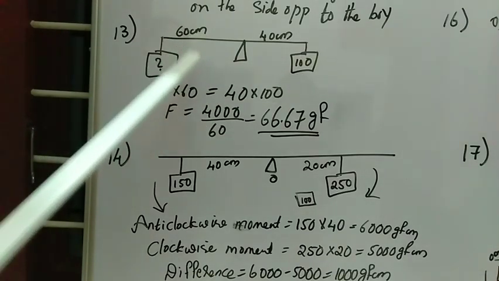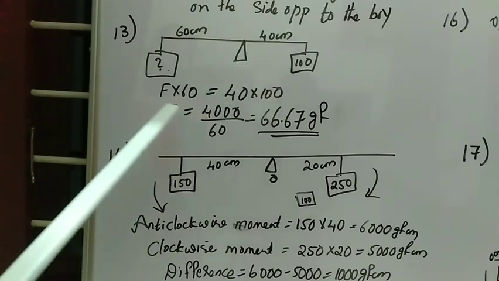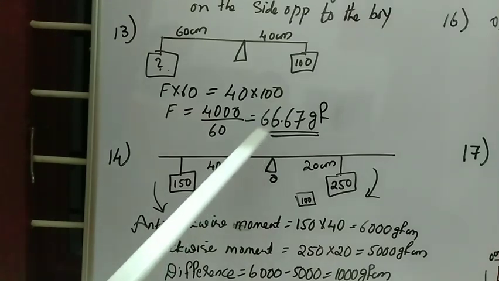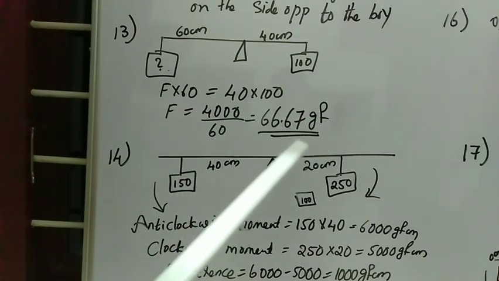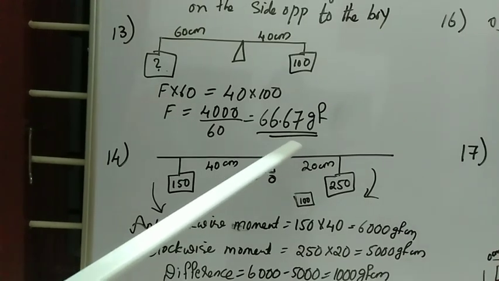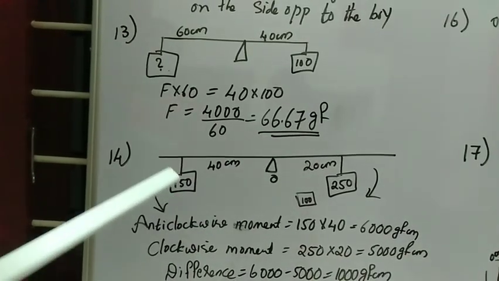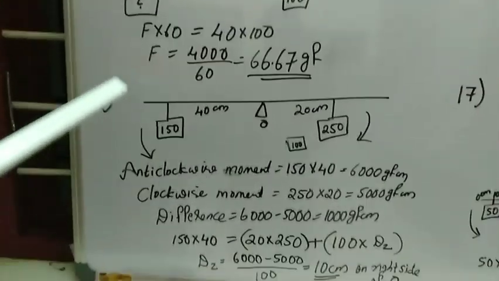So force into distance equal force into distance. F into 60 equal 40 into 100. F is equal to 4000 by 60. You will get the answer 66.6666. It will go on, so round off to 2 decimal points. You will get the answer 66.67 gram force. Next, question number 14.